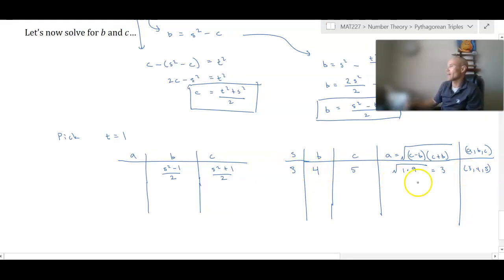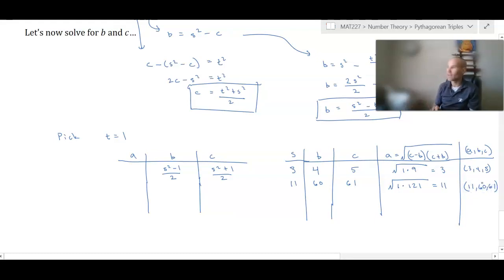Again, I can pick a different value for s. The value of s is not itself important other than helping us generate a, b, c. So let's just pick another one. Let's pick 11. If s is 11, 11 squared is 121. 121 minus 1 divided by 2 is 60. Notice that b is even. Here we get s squared, which is 121, plus 1 is 122. 122 divided by 2 is 61. And then a is going to equal the square root of c minus b, which is 1, times 60 plus 61, which is 121, which is equal to 11.